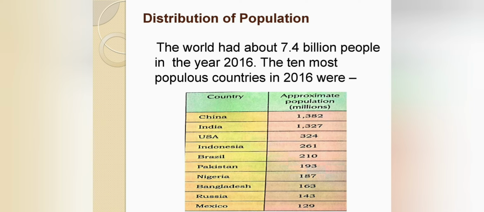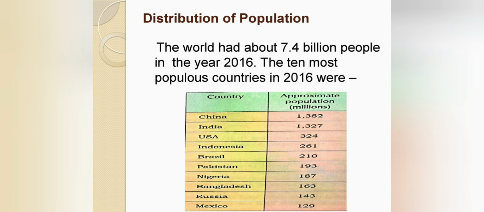So here you can see the tally of the population of the world: about 7.4 billion people in the year 2016. According to 2016, the world population was 7.4 billion. Okay, that was 4 years back. Now, how much change is there in the population?